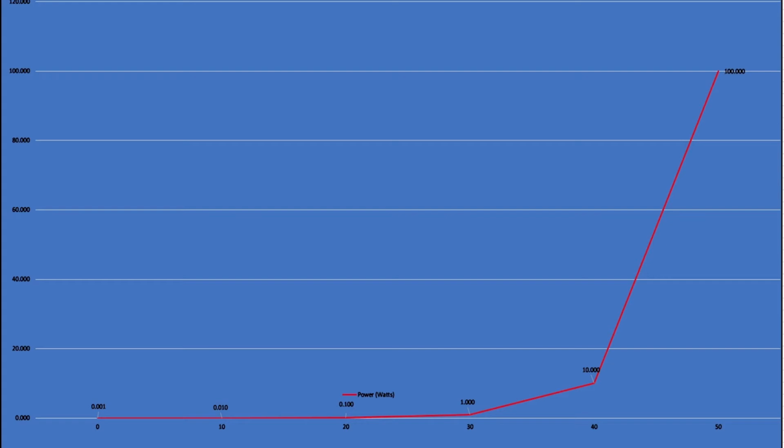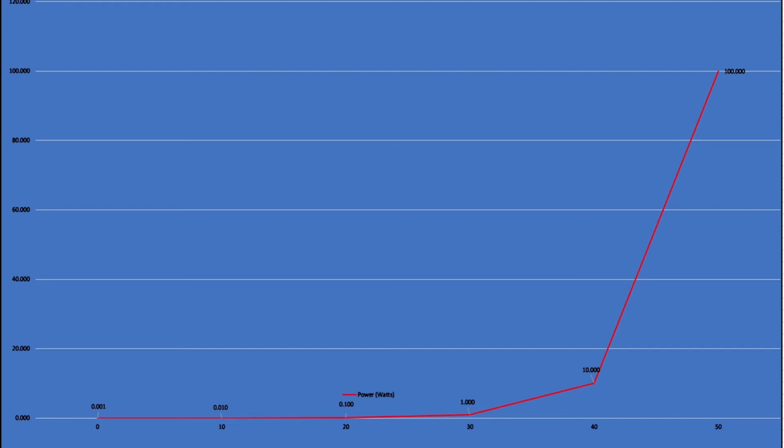Because this is a logarithmic scale, you can see on the far left, there's nothing there. You can't even see it because the value is so small. So 0 dBm is equal to 1 milliwatt. 10 dBm is equal to 10 milliwatts. 20 dBm is equal to 100 milliwatts. See the factors of 10?